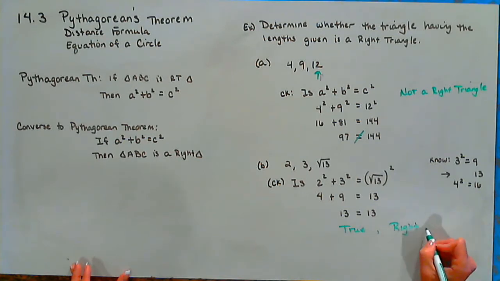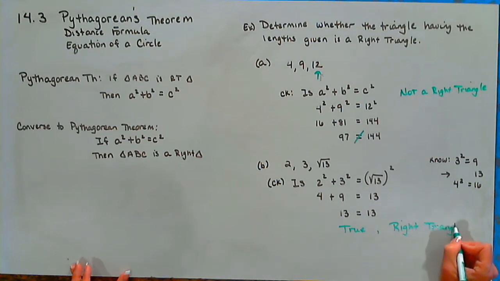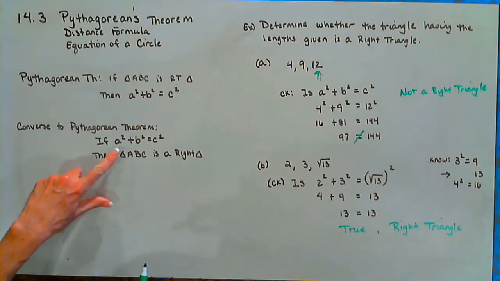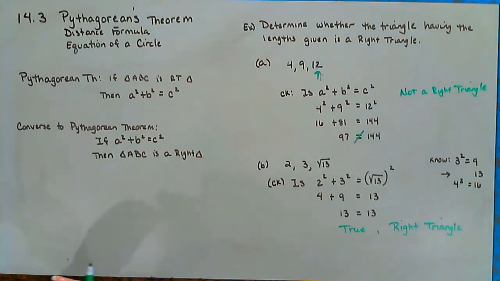Because Pythagorean theorem worked. So that's how we can use the converse of the Pythagorean theorem. If we're given the sides, and this equation works, then it is indeed a right triangle. Okay.